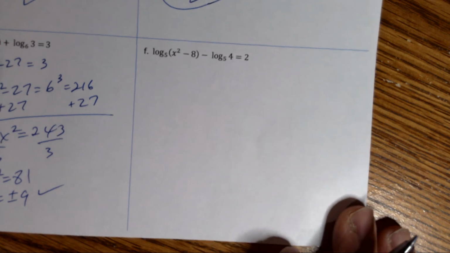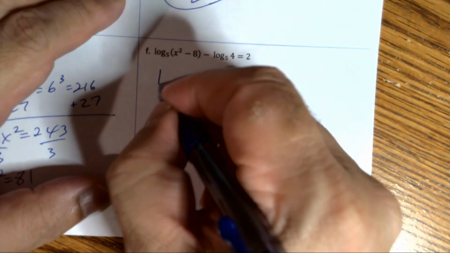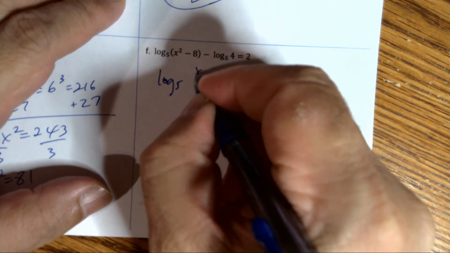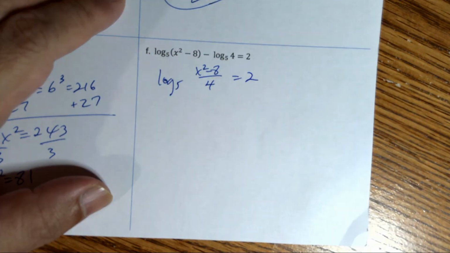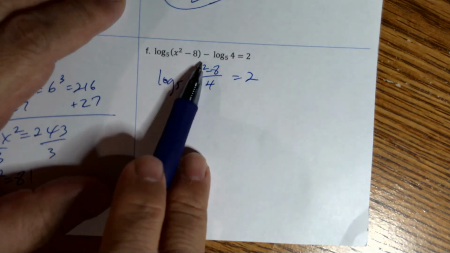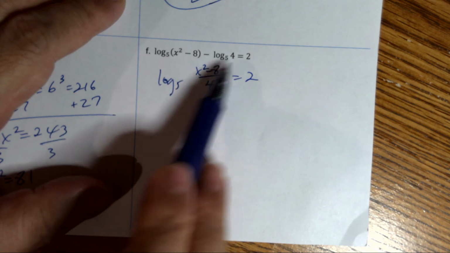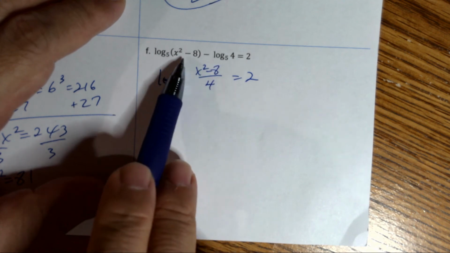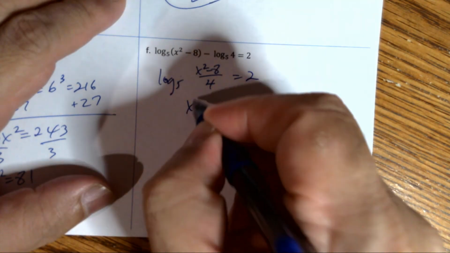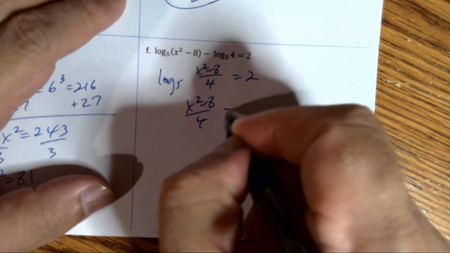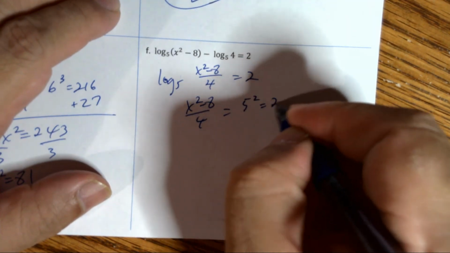And this is not the last example, believe it or not, because I'm going to do some from your homework. So this is log base 5 of x squared minus 8 over 4 equals 2. It was subtraction, so I rewrote it as a fraction. If you have one log minus another log, you can write the arguments as a fraction. Now we do x squared minus 8 over 4 equals 5 to the second power. 5 to the second power is 25.